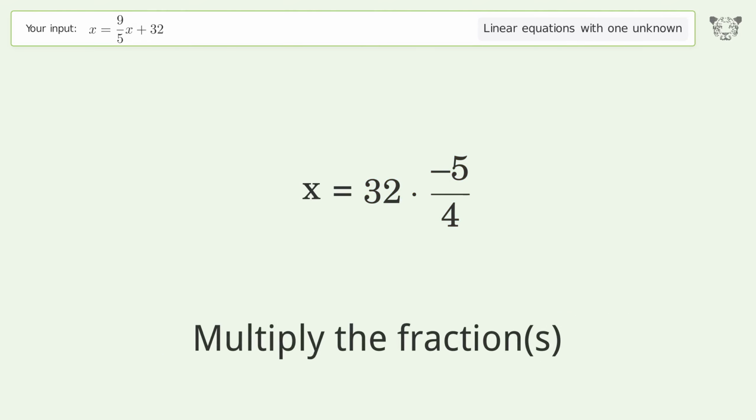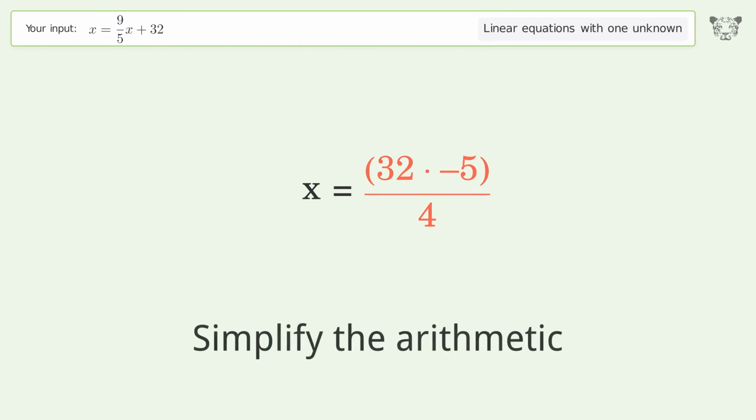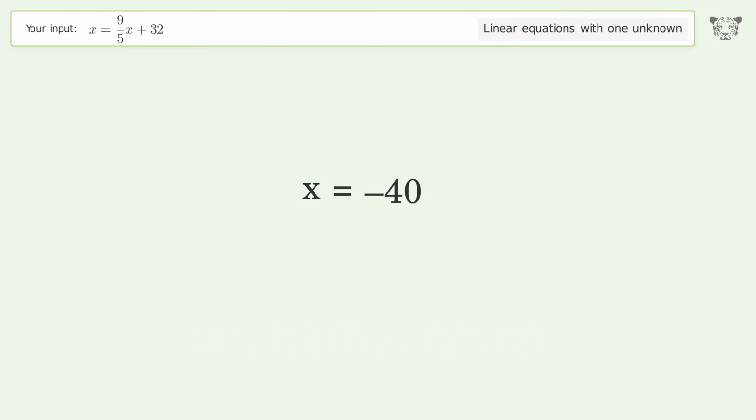Multiply the fractions. Simplify the arithmetic. And so the final result is x equals -40.